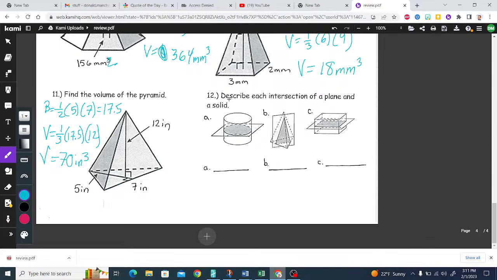And last but not least here, describe each intersection of a plane and a solid. Here, first of all, we have a circle. Here we have a triangle. And then here we have a rectangle.